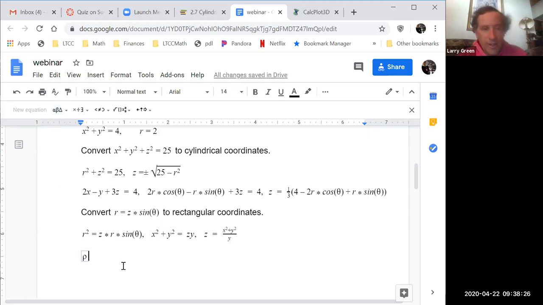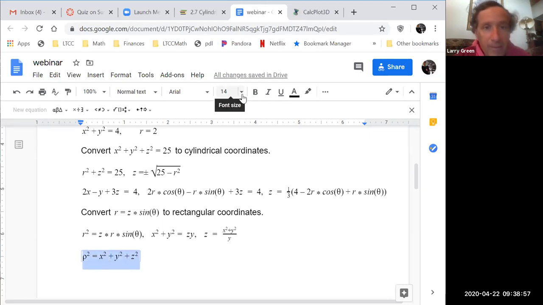There's a rho. Looks like a P, but it's actually a Greek letter R. It's not a Greek letter P. So rho is equal to x squared. Actually, sorry, not rho, but rho squared is equal to x squared plus y squared plus z squared.